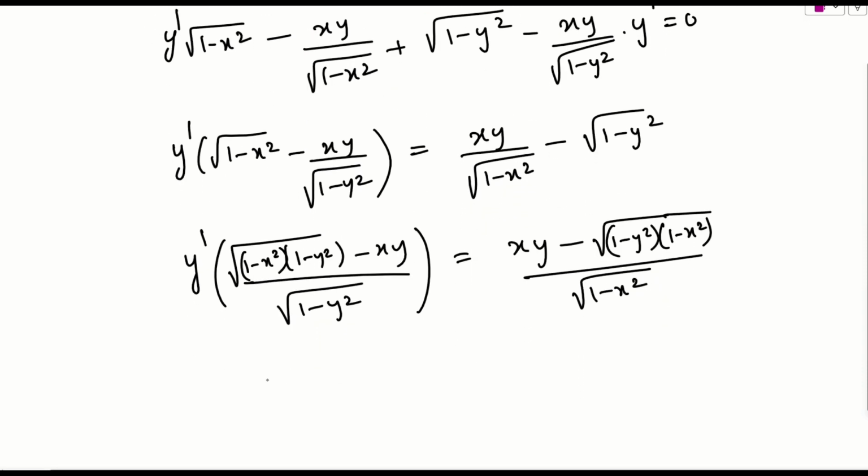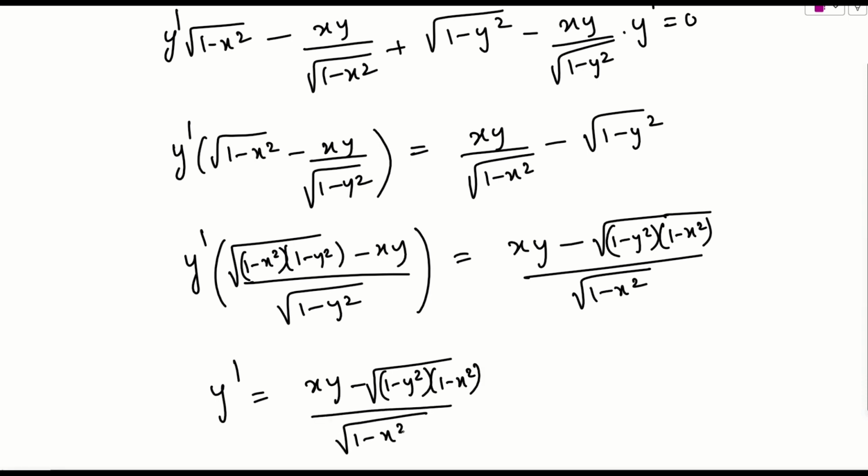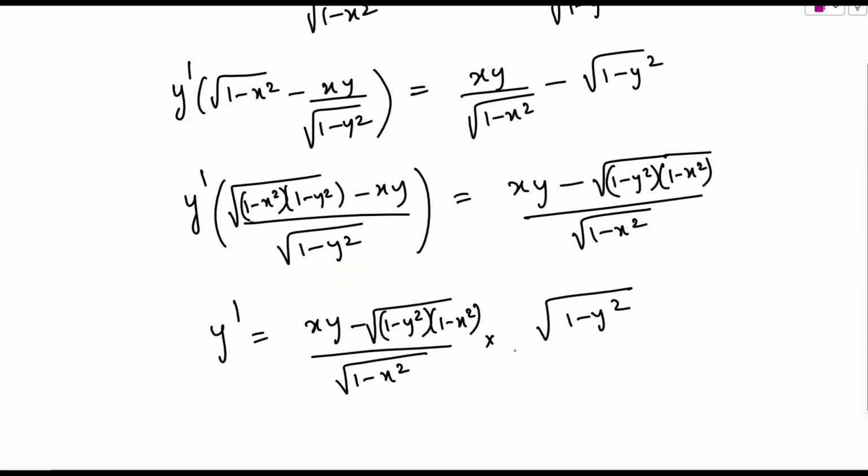We want only y dash. So y dash must be equal to xy minus root of (1 minus y square) into (1 minus x square) by root of 1 minus x square. If I send this term to the right side, which is 1 minus y square by root of (1 minus x square) into (1 minus y square). Sorry, just a second. Yeah. So minus what we will have here is xy.